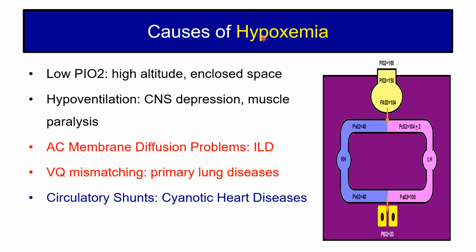What are the causes of hypoxemia? A low arterial O2 tension: a low inspired oxygen such as in high altitude, hypoventilation wherein there's CNS depression and the minute ventilation goes down, alveolar-capillary membrane diffusion problems such as interstitial lung disease, V/Q mismatching such as in primary lung disease, circulatory shunts such as your cyanotic heart disease. So these are the 5 causes of hypoxemia.